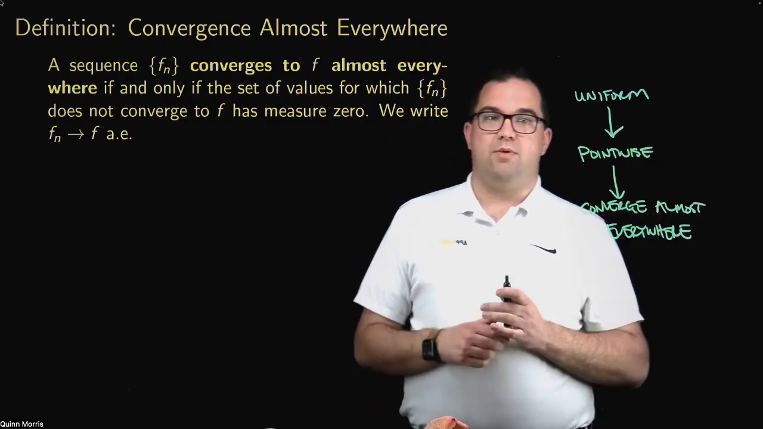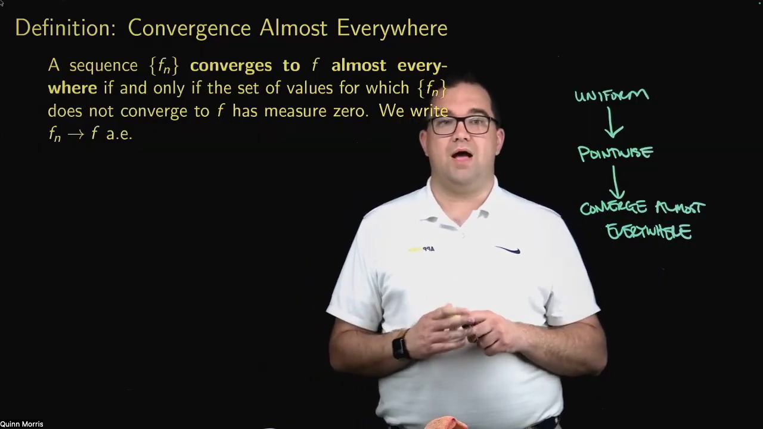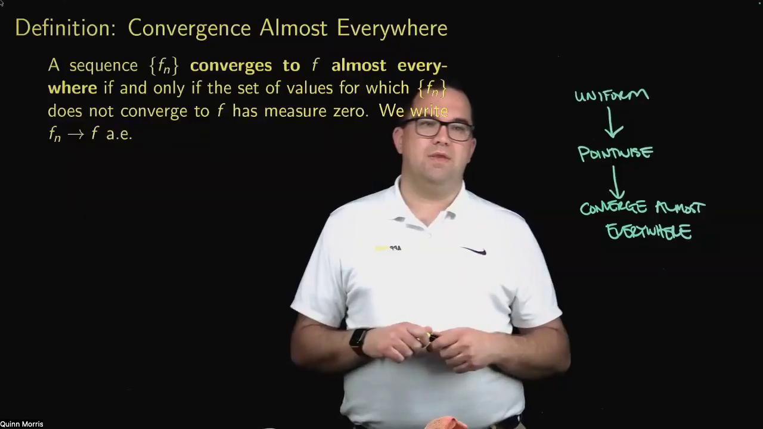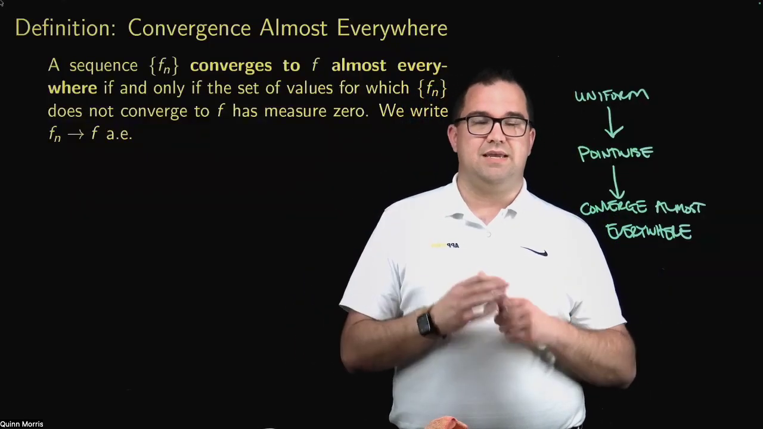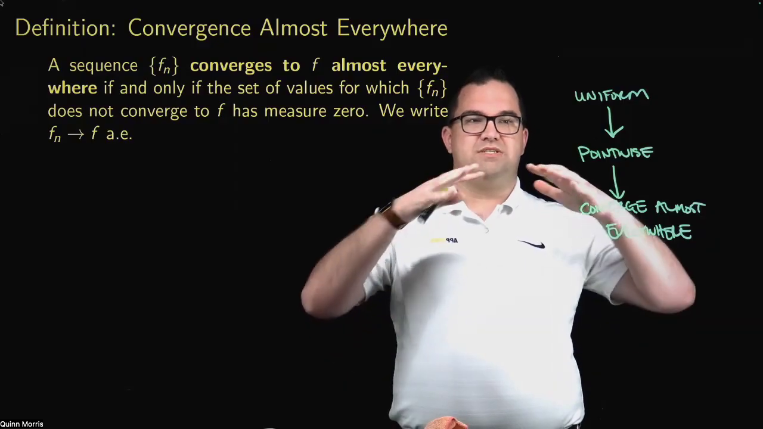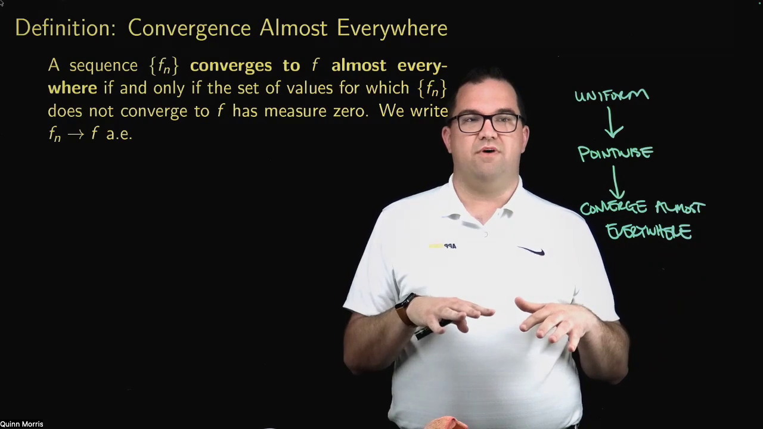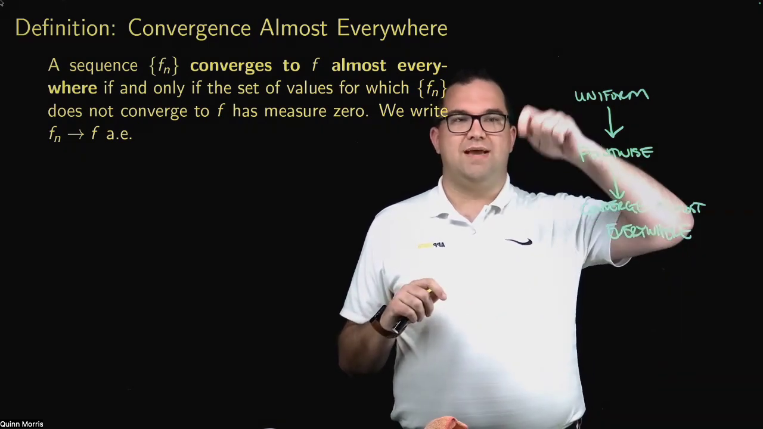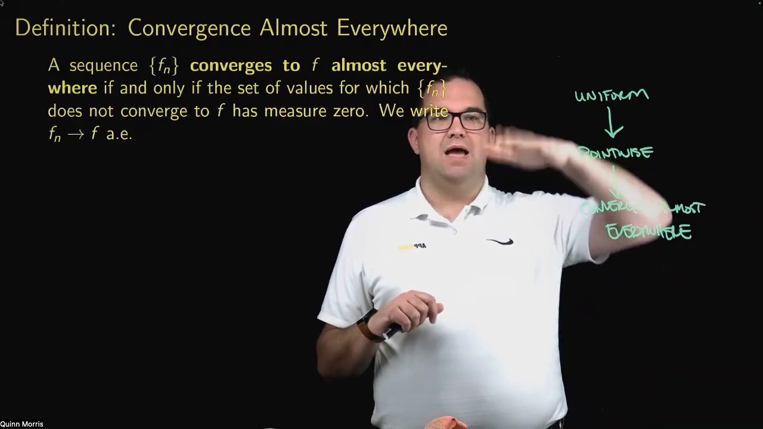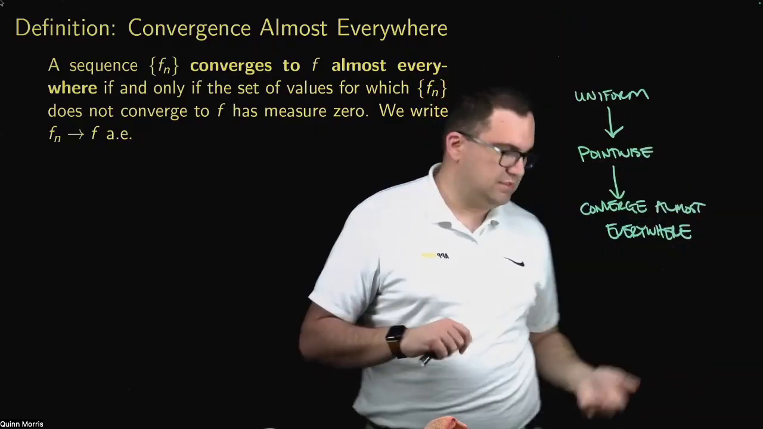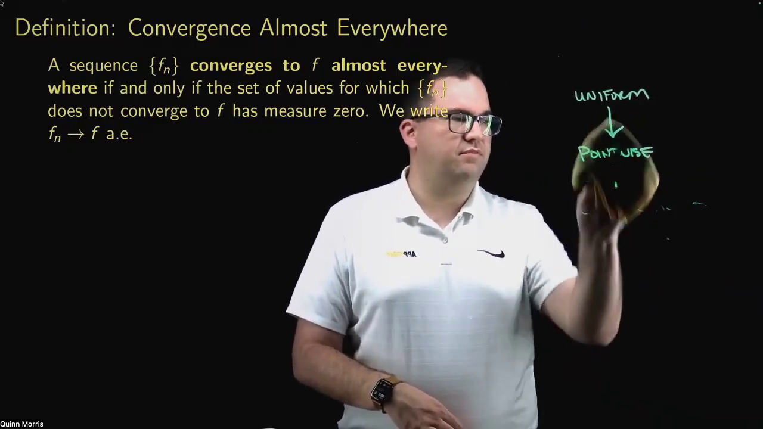But as we'll see momentarily, there are sequences of functions that converge almost everywhere, but do not converge pointwise. Now, a sort of trivial way to do this is you take some pointwise convergent sequence of functions, and you take some measure zero set of points and make it not converge on that set. So let's actually see a particular example of this.